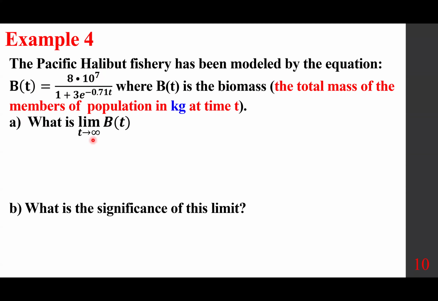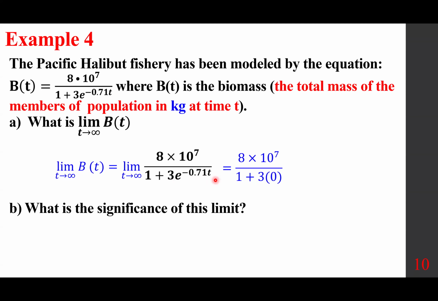So according to part A, they just want us to take the limit of B of t as t approaches infinity, which means they want us to take the limit of this expression as t approaches infinity. As you know, we plug in and we observe. So if we plug in, what happens is e to the power of negative exponent, and that one becomes 0 because t is approaching infinity.